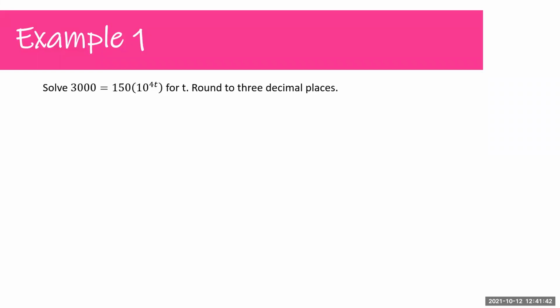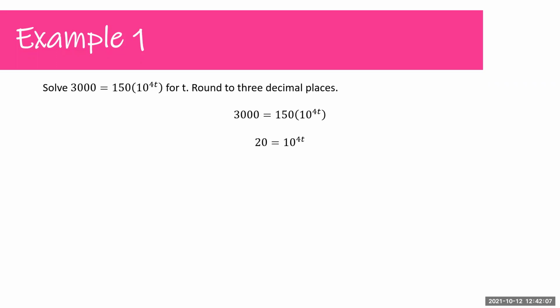Let's say that we want to solve for t, and we have 3,000 equals 150 times 10 to the 4t. We want to round our final answer to 3 decimal places. Well, the first thing that we want to do is get that 150 over on the other side so that we're left with only 10 to the 4t on one side. If we divide off that 150, we're going to get 20 equals 10 to the 4t.